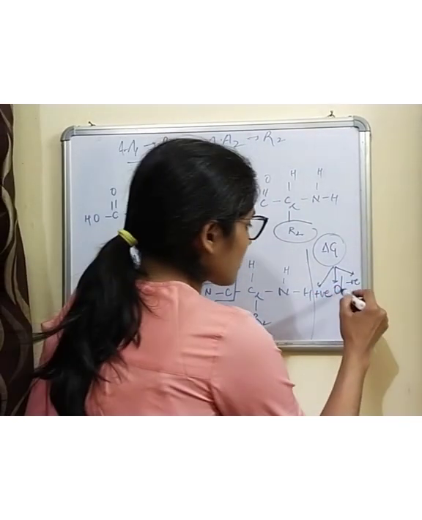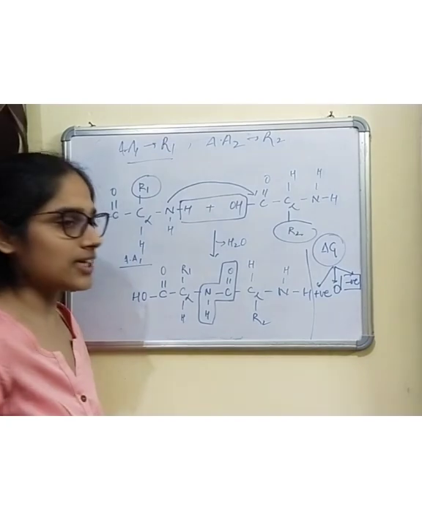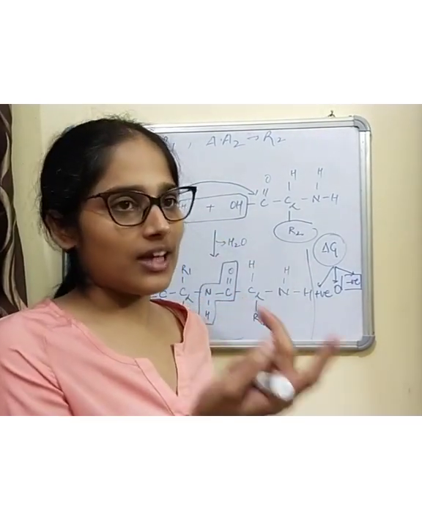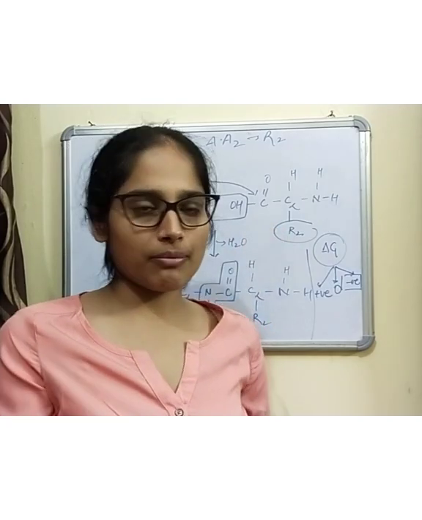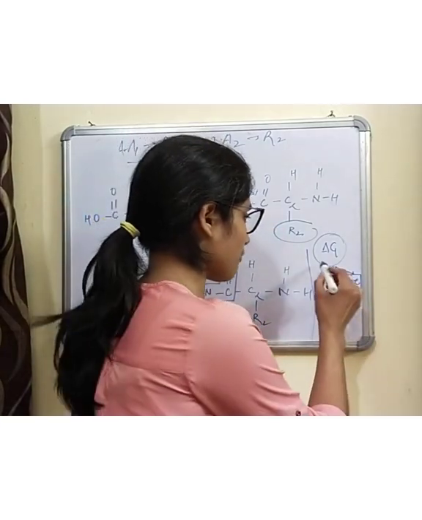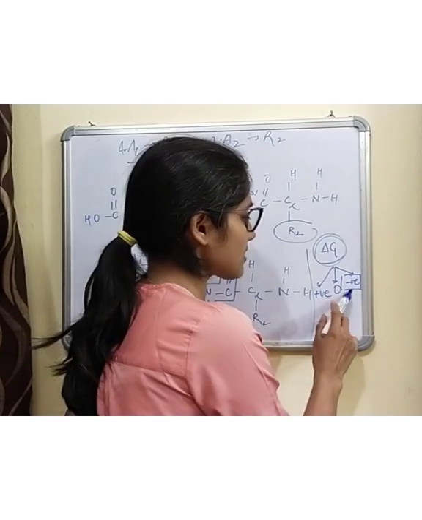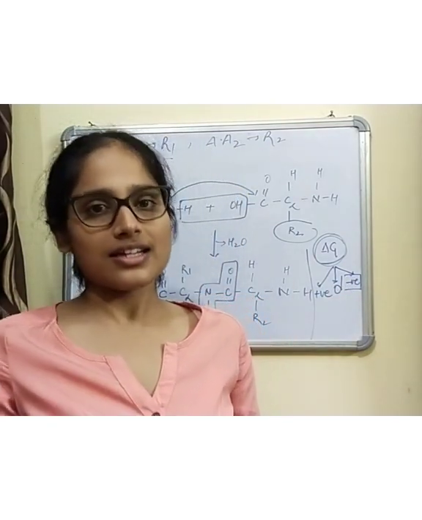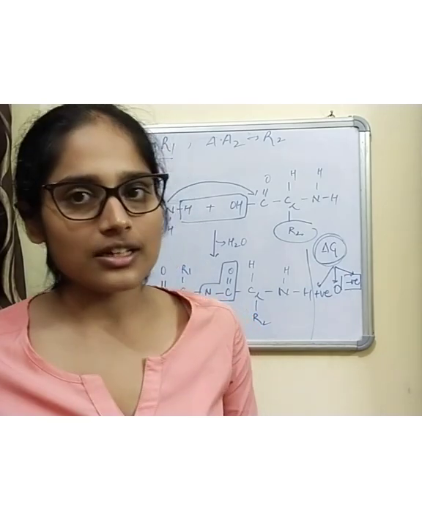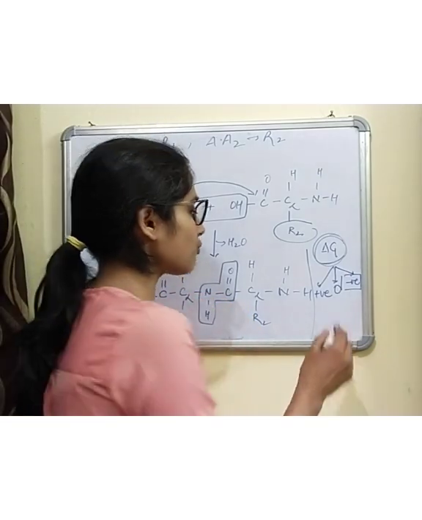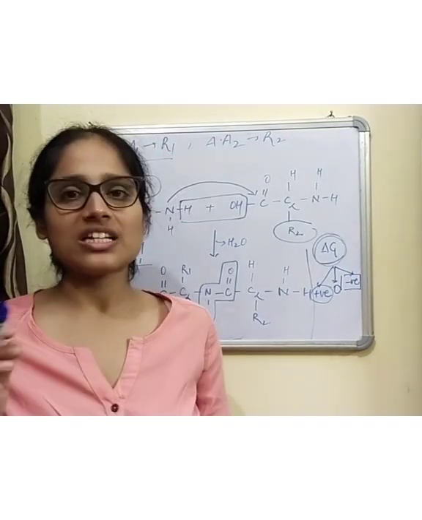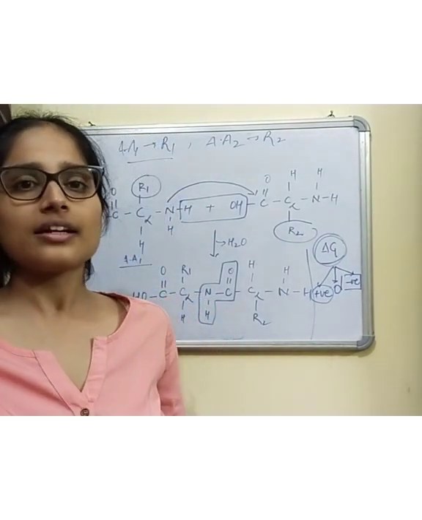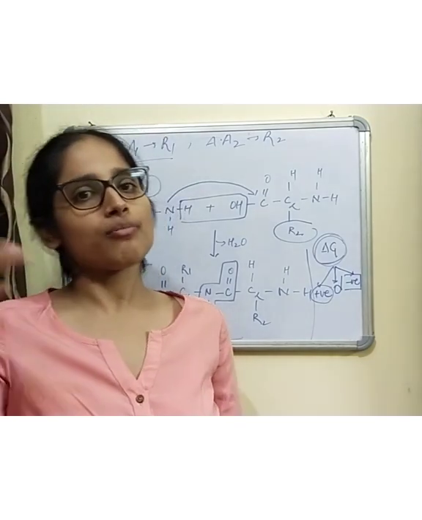When reactants combine together to form products, if the value of delta G, the free energy change, is negative, it means it is an exothermic reaction, that is, energy is released in the process. Whereas if the delta G value is positive, it means it is an endothermic reaction. An endothermic reaction is one where energy is consumed to form the product.